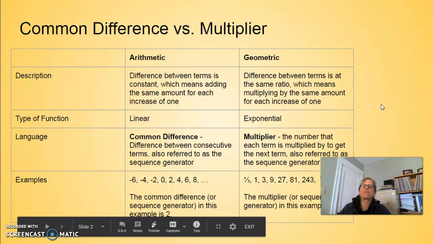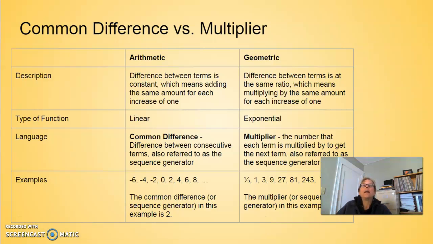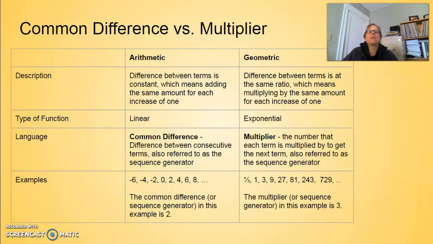All right, so I'd like us to take a look here at this table. This is a review of some of the things that we did previously about arithmetic and geometric sequences, which are linear and exponential. What's new here is the terms common difference and multiplier, and that's just the name given to the sequence generator for each.